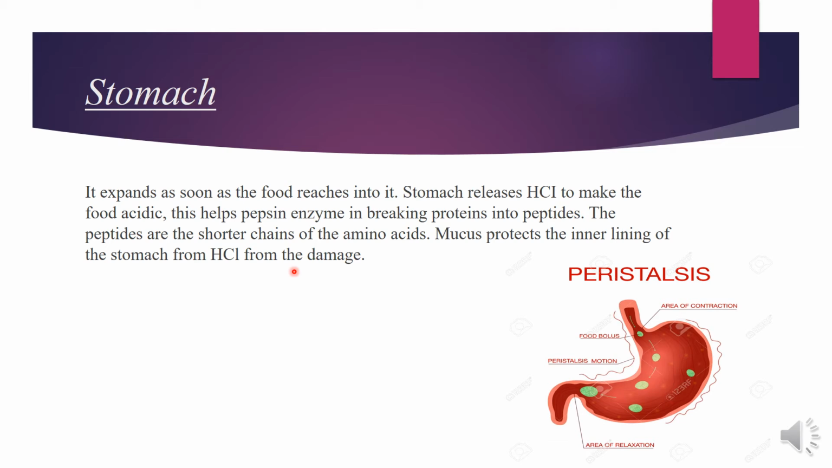Peristalsis also occurs here in the stomach, students. We have the pyloric sphincter, a ring-like structure that helps push the food from the stomach to the small intestine. Okay, so the next step is the small intestine, students.